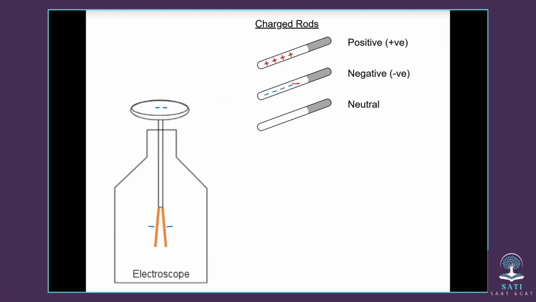What happens in the other case, when the disk becomes negative when I touch the rod to the disk? That means more electrons moved from the rod into the disk. So this disk has more electrons, so it's negatively charged, and here it also has more electrons, so negatively charged. So the electroscope in general has more electrons than protons. So now it is negatively charged.